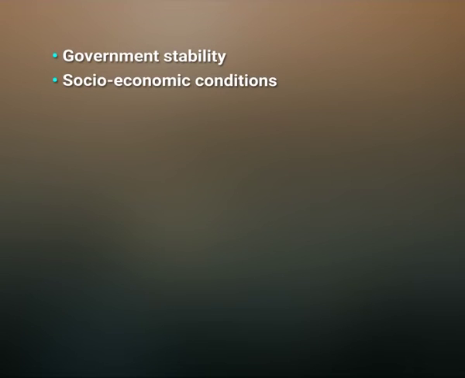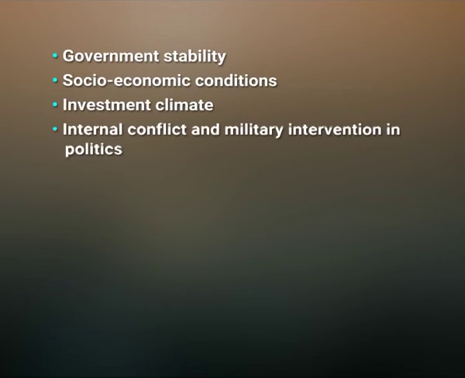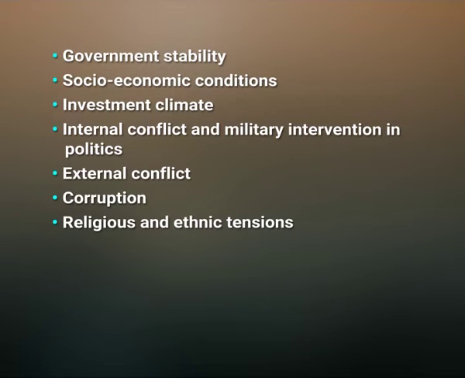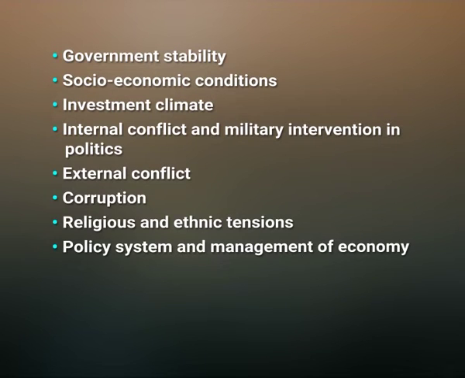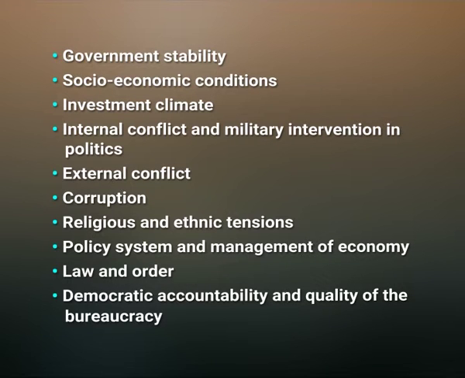The elements of political risk drawn from PRS Group's International Country Risk Guide, in the order of their criticality as quoted by Seeley 2001, combined with various other sources of the literature, are government stability, socio-economic conditions, investment climate, internal conflict and military interventions in politics, external conflict, corruption, religious and ethnic tensions, policy systems and management of the economy, law and order, democratic accountability and quality of the bureaucracy.